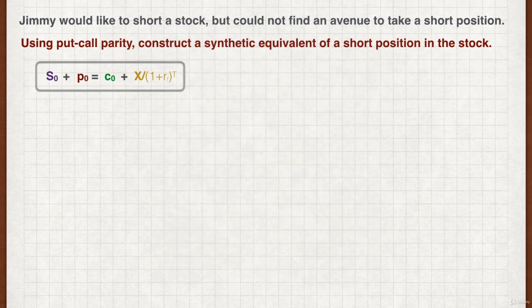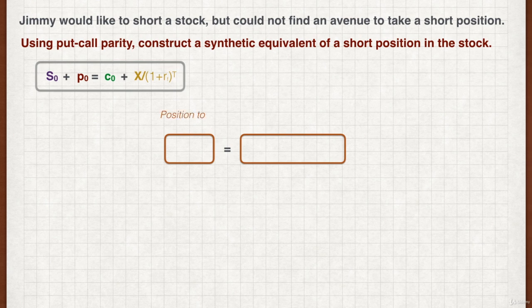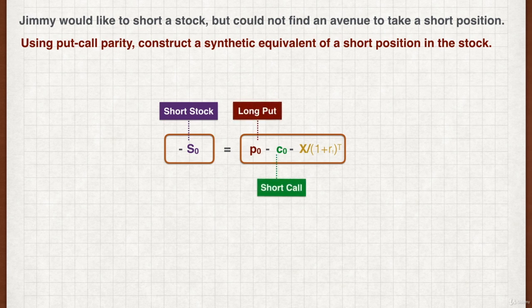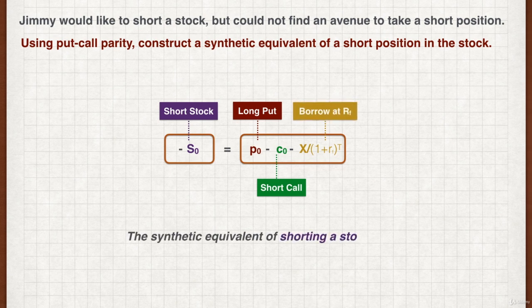And we're back. Remember earlier we learnt that a position in a security can be replicated by a portfolio of related securities. We place the position we want to replicate on one side and the rest of the positions on the other side. So here we put minus S on the left-hand side because we want a short position on the underlying. So the other side will be P minus C minus the present value of X. This means that the short position can be replicated by a long put, a short call, and borrowing the present value of X at the risk-free rate.